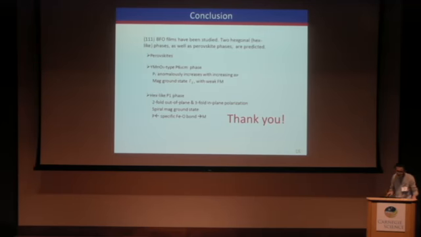To conclude, we focus on the 111 BFO films, and besides the perovskites, we found two hexagonal or hexagonal-like phases. They have quite novel magnetic and electrical properties. Okay. Thank you.